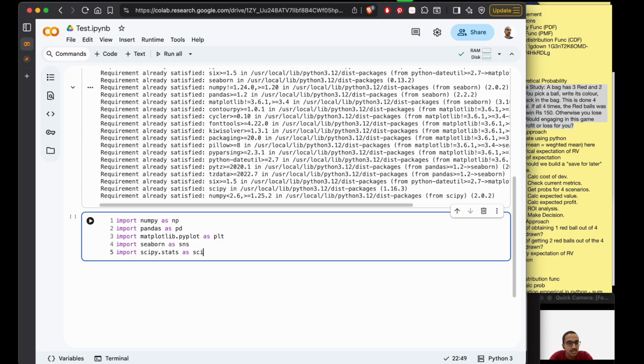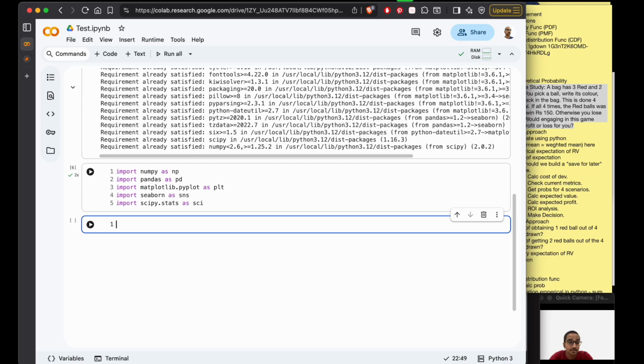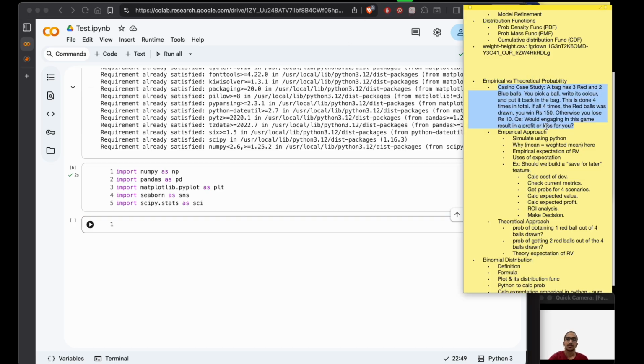Let's do SCI. That's good enough. Anyway, now we have the imports. So just to remind you, we are doing the empirical approach.